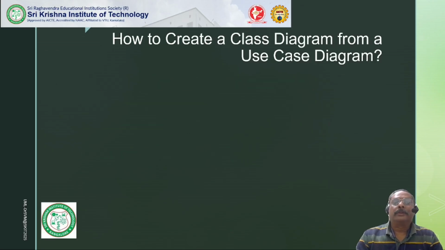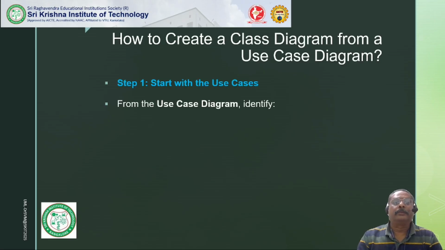Now the question is how to create the class diagram. As we said in the beginning, when we started working on the UML diagrams, the first diagram we are going to draw is the use case diagram, and the other diagrams we just derive out of the use case diagram. So we'll continue in the same lines and see how to create a class diagram from a use case diagram. The first step is to start with the use cases.